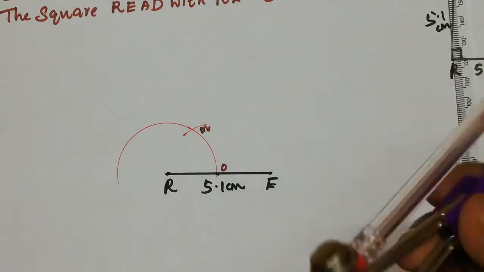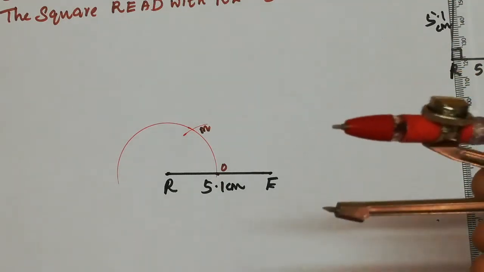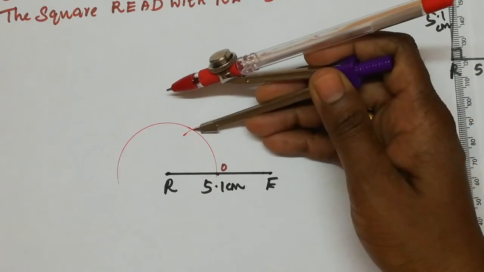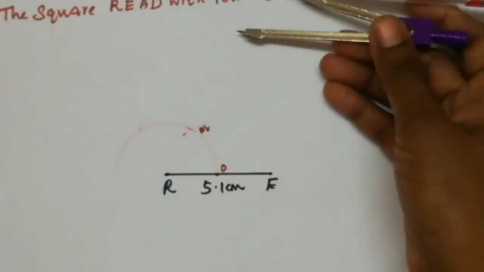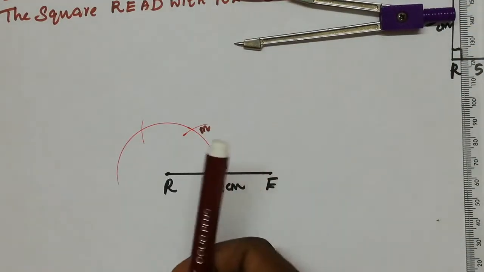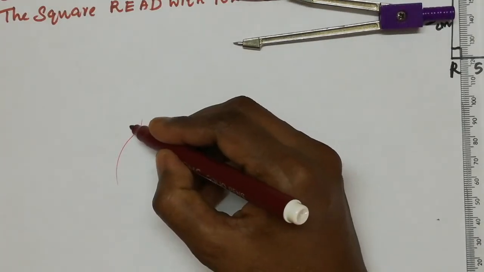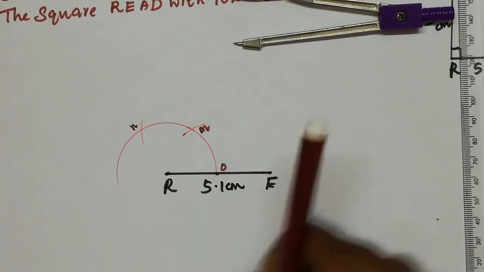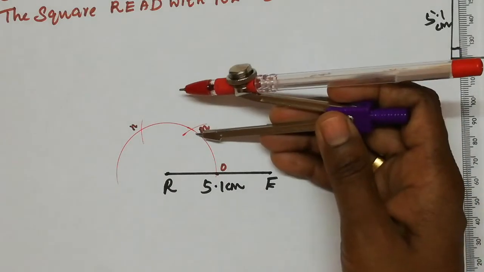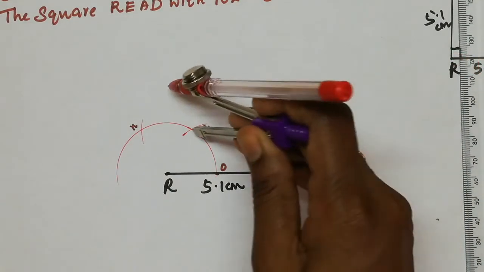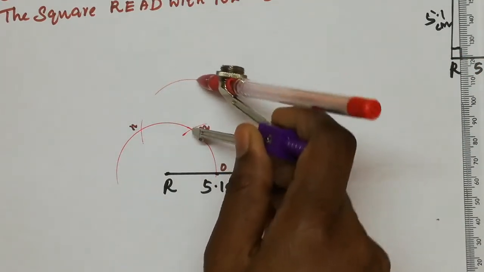Then without changing the radius of the compass, pointing at M, we will make one more arc. That is how many degrees? That is 120 degrees. We can name it N. Then again, the radius is not changing. Without changing, we should point at M. We will make one arc over here.